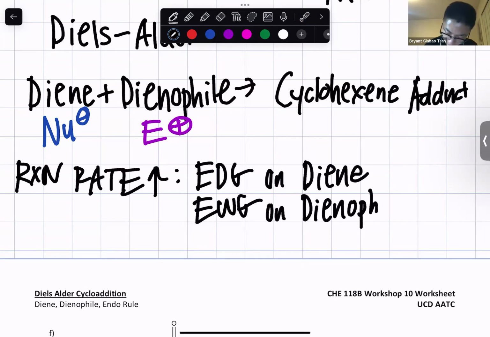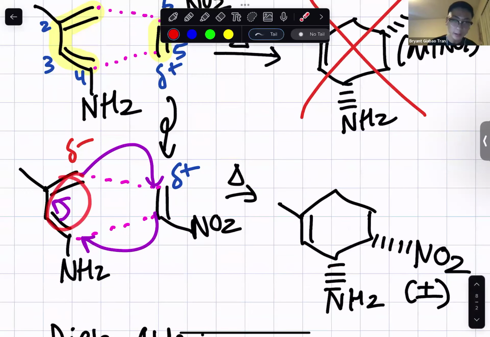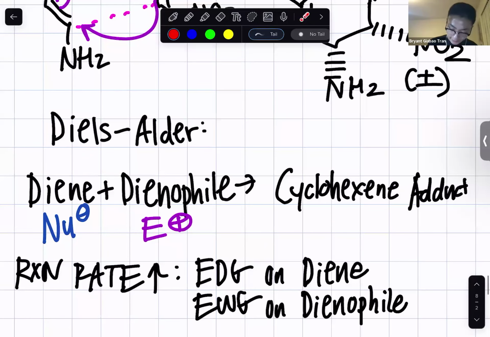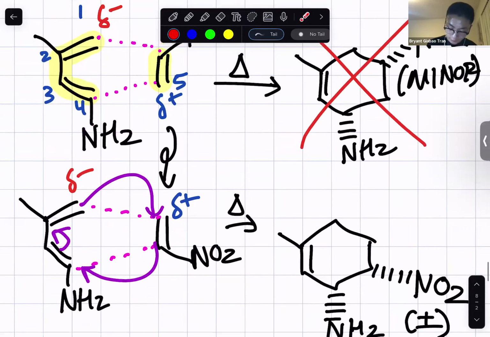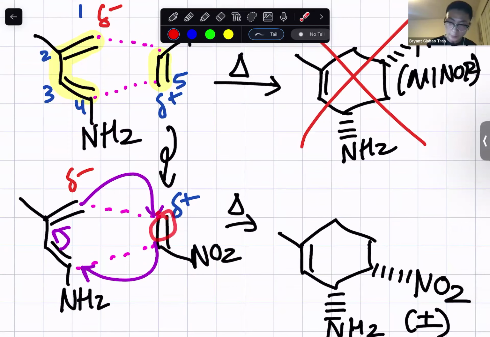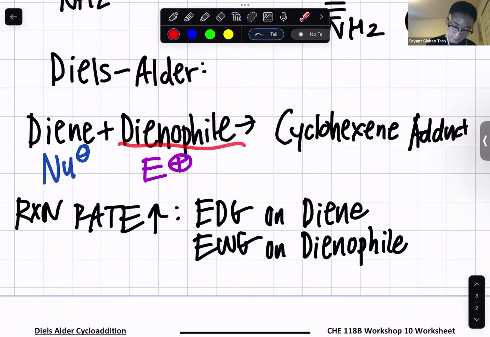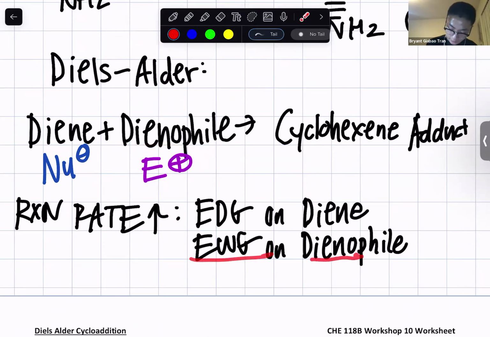This is because the EDG makes the diene more negative. It donates electrons into the diene, making it a stronger nucleophile. The EWG steals or withdraws electrons from the dienophile, making the dienophile more positive since it's losing electrons. And because it is becoming more positive, it's becoming a stronger or better electrophile, which is what we want because the dienophile is the electrophile in this reaction. So that's why it speeds up the reaction when the electron-withdrawing group is on the dienophile.